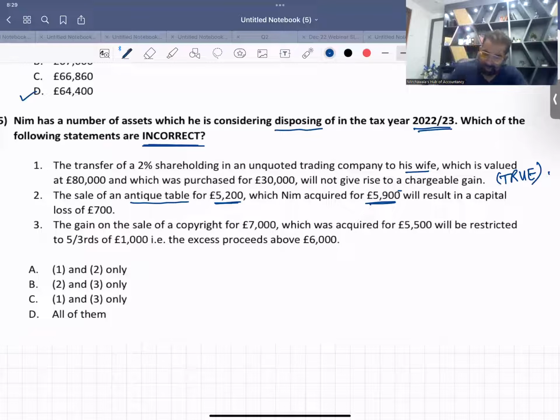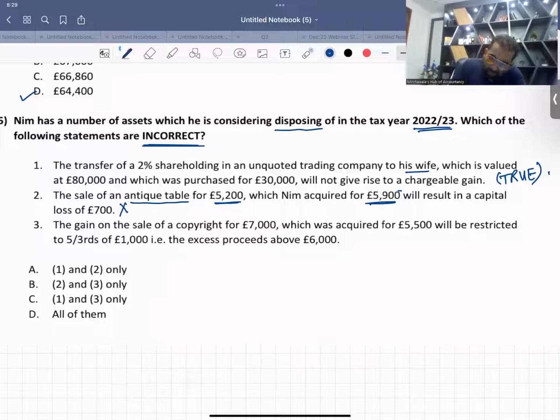Hope you remember. So they are saying the sale of an antique table for 5,200, which NIM acquired for 5,900. That means selling price is also less than 6,000 and cost is less than 6,000. They are saying it will result in a capital loss. No, this statement is wrong. Yes, in this question we have to pick the wrong statement.